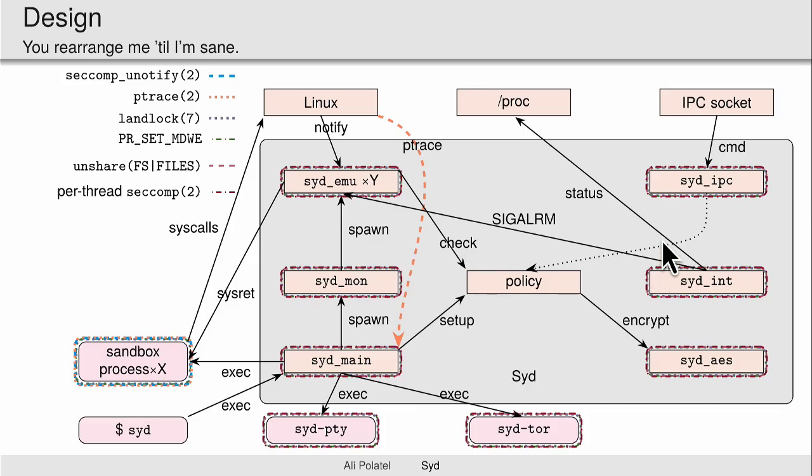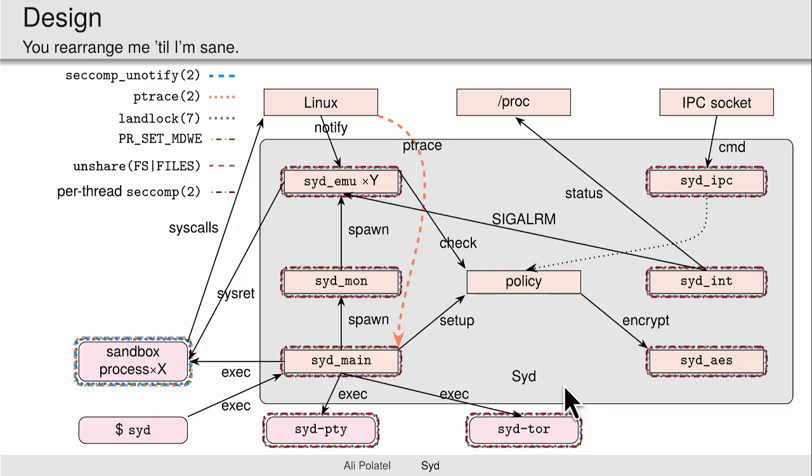And IPC, which I'm going to again display in a bit, is where you connect to an IPC socket and edit the policy again. AES is for encryption, and the SID Tor and SID PTY processes run outside SID. They confine themselves on their own. And that's how PTY sandboxing and network sandboxing works.